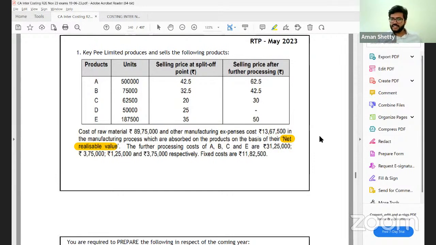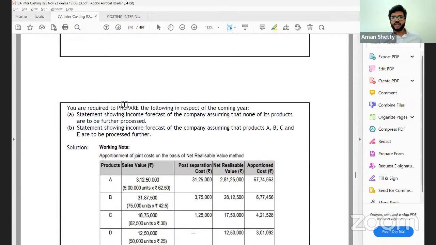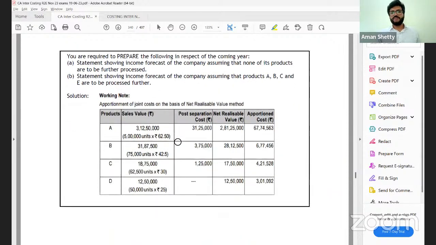The further processing cost of A, B, C are 31.25, etc. Fixed cost is 11,82,500. You are required to prepare the following in respect of the coming year. Statement showing income forecast of the company, assuming that none of its products are to be further processed. Statement showing income forecast of the company, assuming that products A, B, C, and D are to be further processed. Apportionment of joint cost on the basis of net realizable value method.